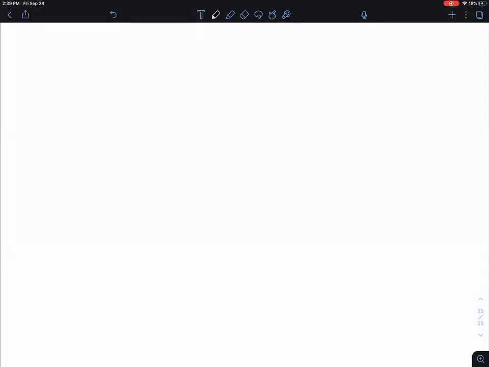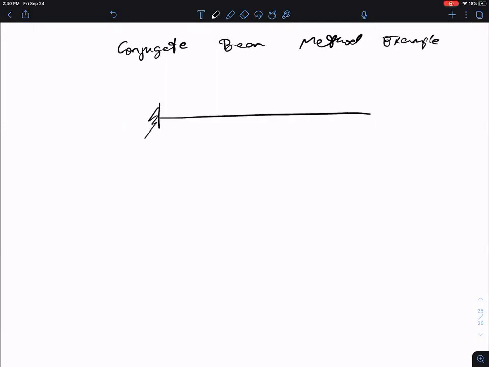In this video, we're going to implement the conjugate beam method in an example to compute the slope and deflection in a beam. So our beam is going to be a cantilevered beam with a 5-kip point load at midspan. We'll add some dimensions to the beam.